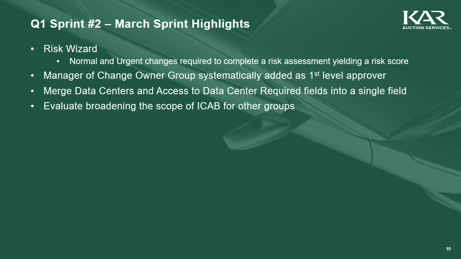The third bullet there, merge data centers and access to data center required fields into a single field. I'll get into a bit more of that when we get into the March highlights and I talk about those changes. And evaluate broadening the scope of the ICAB for other groups. Again, right now it's just hardware and network. We're going to let it bake in a little bit. We're going to see if it works out, doesn't introduce any additional risk within our environments. And if everything seems to be going well, we'll definitely consider it for other groups at that time.